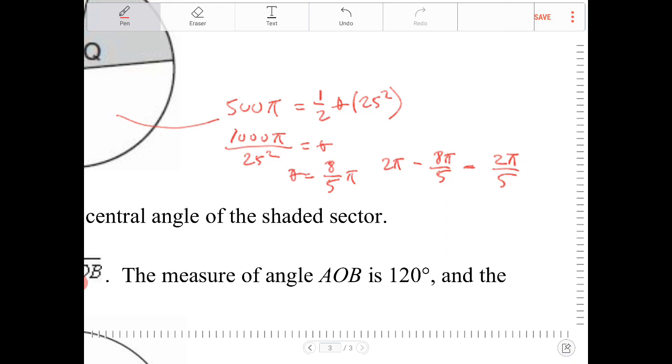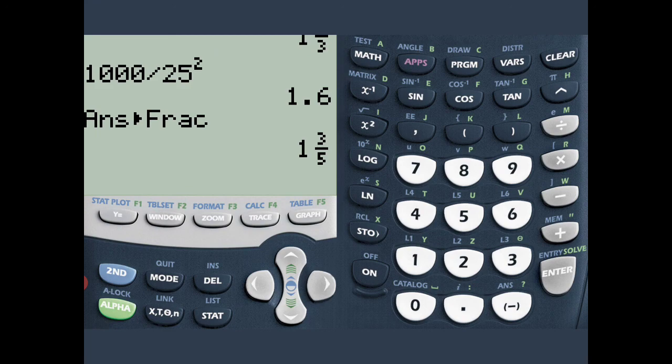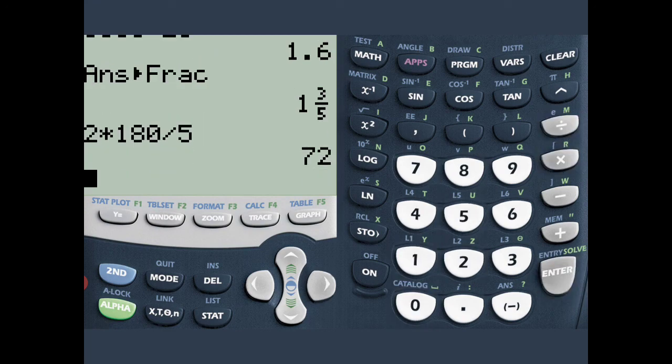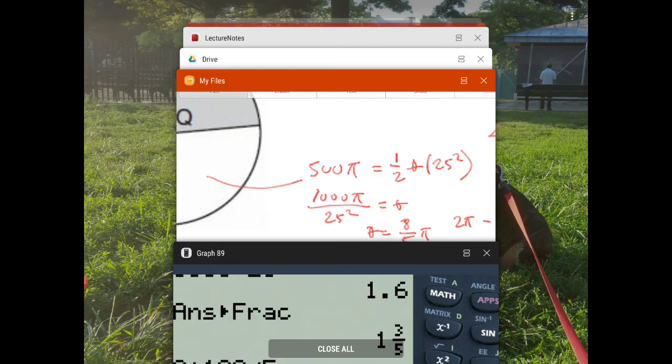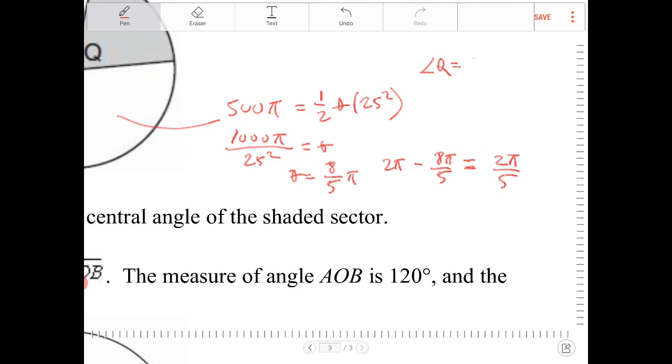And I need to convert this into a degree measure, so angle Q, therefore, is going to be equal to 2/5 pi multiplied by 180 and divided by pi. So 2 times 180 divided by 5. 2/5 of 180 is 72. So angle Q is 72 degrees.